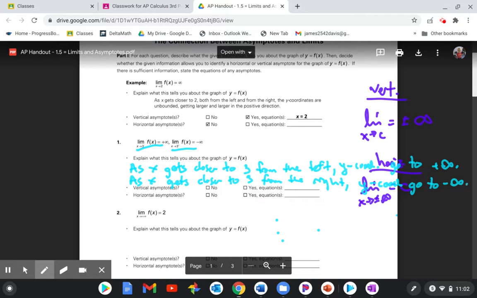Then the next thing is, well, is there a vertical or horizontal asymptote? So this is talking about vertical asymptotes, right? Because we're going to some constant and we're getting a positive and negative infinity value. So there is a vertical asymptote. Yes, the equation of that would be vertical. We're talking about an x value, x equals 3. So that's our first one.